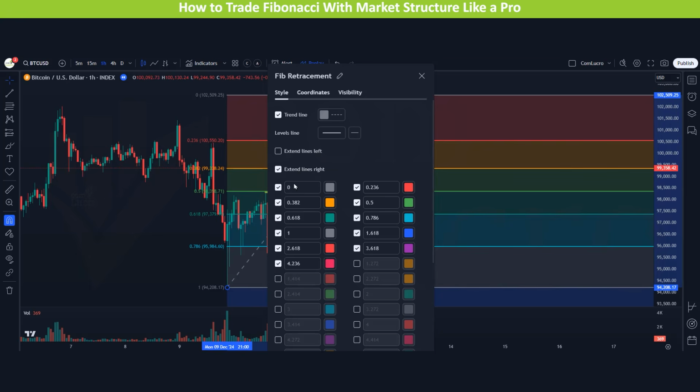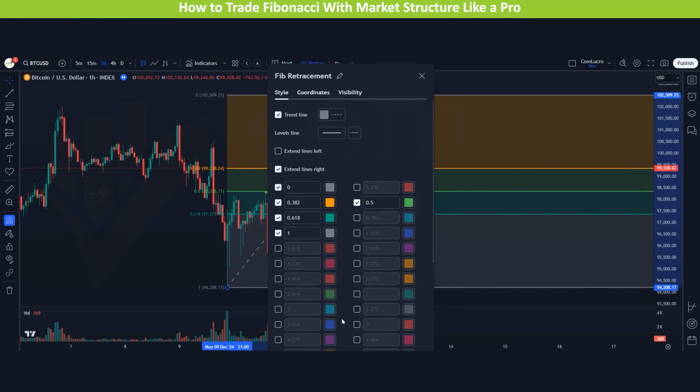First, extend the lines to the right so they stay visible as the chart develops. Next, uncheck every unnecessary level and keep only the ones that matter. 38.2%, 50%, and 61.8%, your key retracement zones.